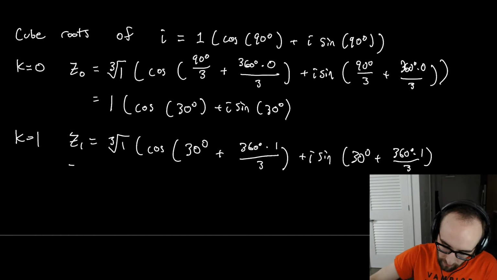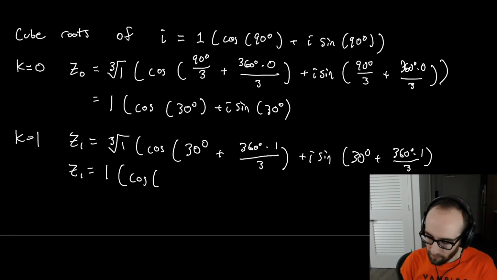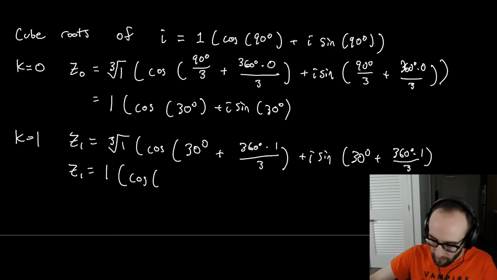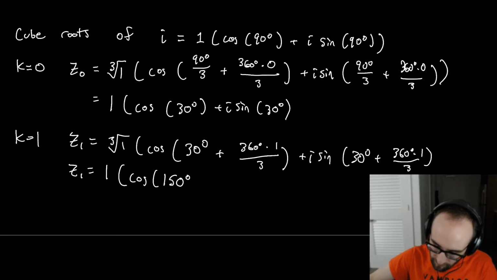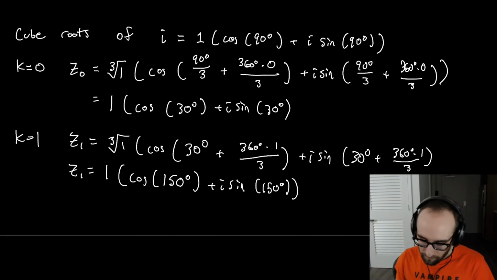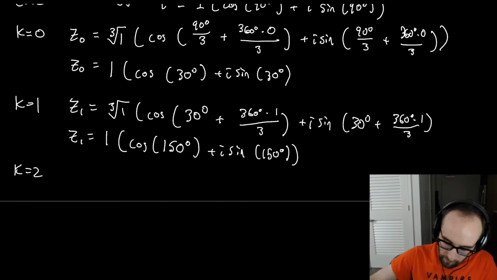Okay, so here z sub 1 is equal to just 1 for magnitude, times cosine of 360 divided by 3, which gives us 120 degrees. If we add 30, we have 150 degrees. Plus i sine 150 degrees. Okay, so that's our second cube root. Our third and last cube root is going to be when k is equal to 2.